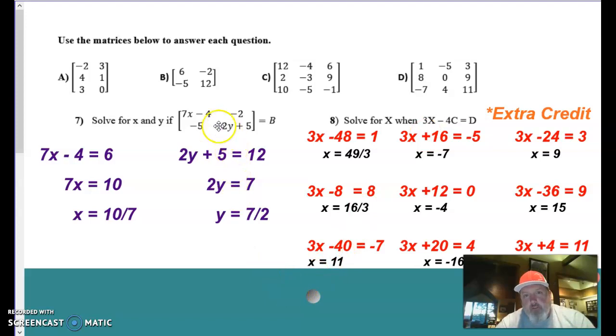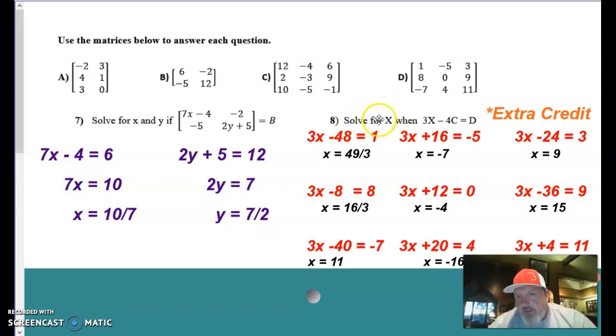For number 7, this matrix is equal to B. So 7x minus 4 has to equal 6. You'll notice that's the first equation that I put here. And 2y plus 5 has to equal 12, which is my second equation right there. So now we solve for x and y. I left them as fractions. If you want to write decimals, that's perfectly legit. If you want to write it as 3.5, go right ahead. But leaving them as fractions is fine.